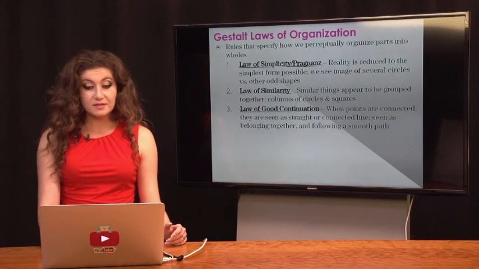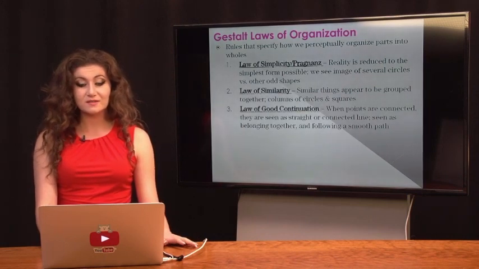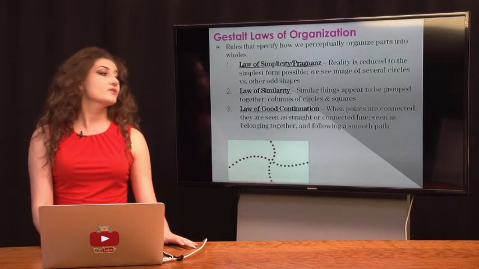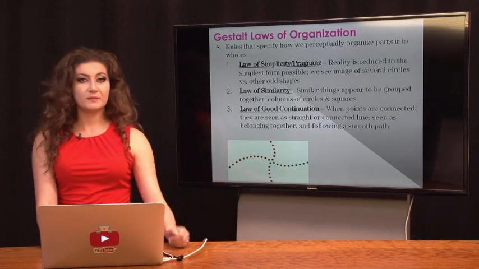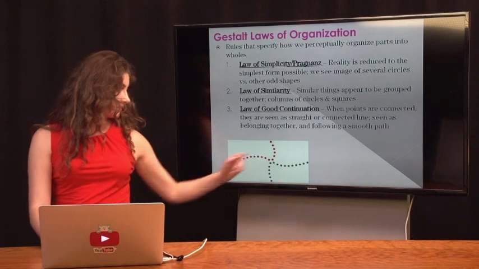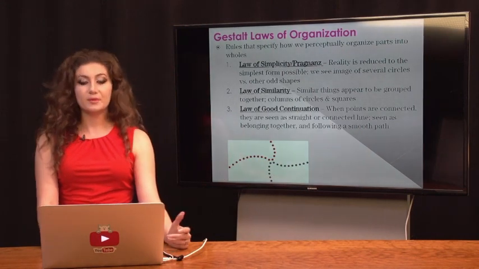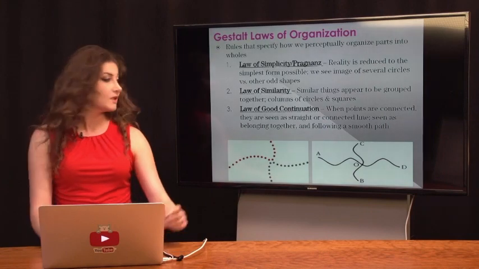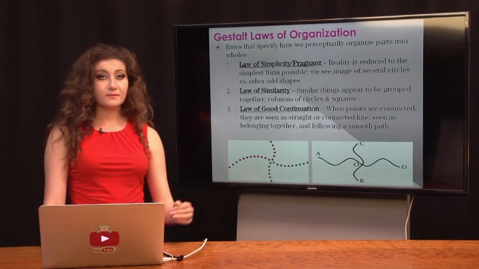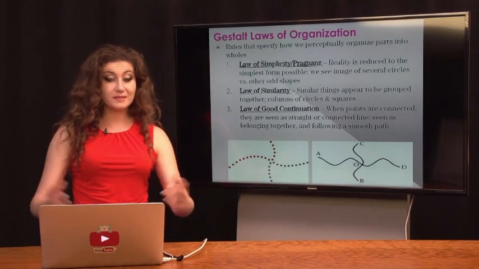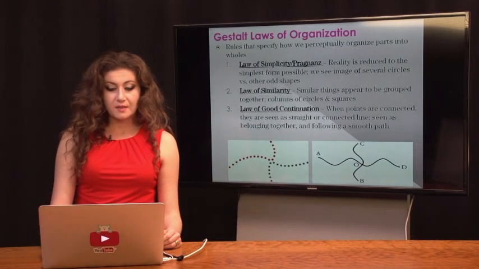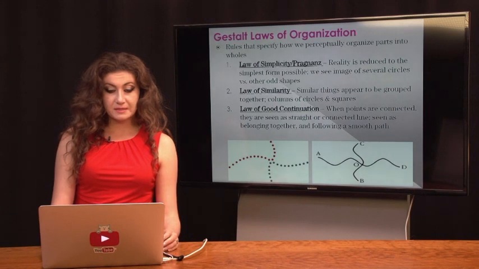Law of good continuation says that when points are connected, they are seen as a straight or connected line and seen as belonging together or following a smooth path. So for example, if we were looking at an image here on the left, you see red dots here at the top and gray or black dots here at the bottom, but a person would actually perceive it to be something like this. Perhaps the 2 colors would be different, but essentially we don't view this as a variety of small disconnected points. We would actually view it as something smooth and flowing in one direction because they're continuing in the same place.